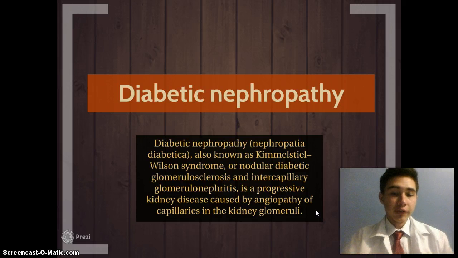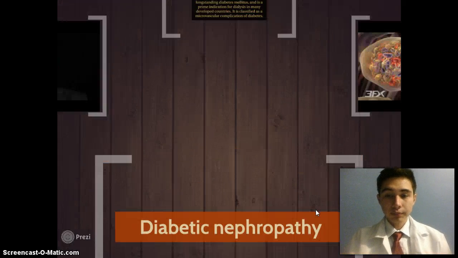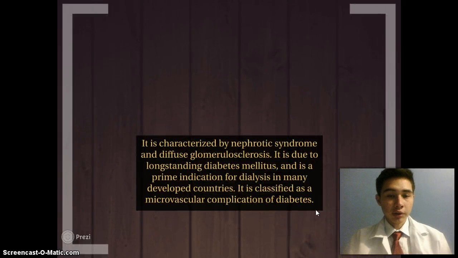It's a progressive kidney disease caused by angiopathy of capillaries in the kidney's glomeruli. It is characterized by nephrotic syndrome and diffuse glomerulosclerosis. It is due to long-standing diabetes mellitus and is a prime indication for dialysis in many developed countries. It is classified as a microvascular complication of diabetes.